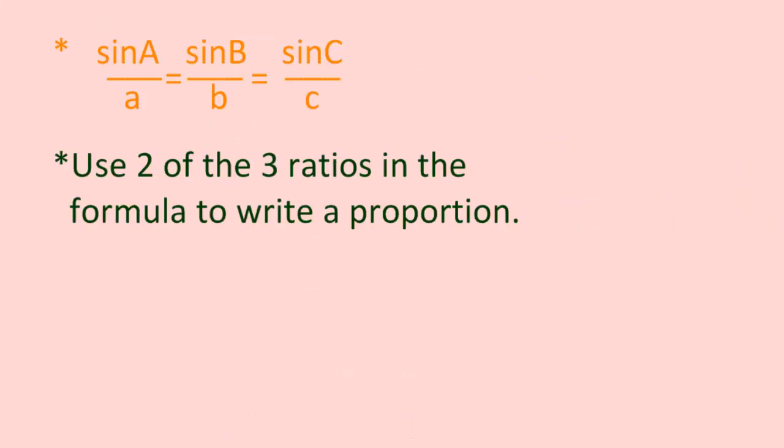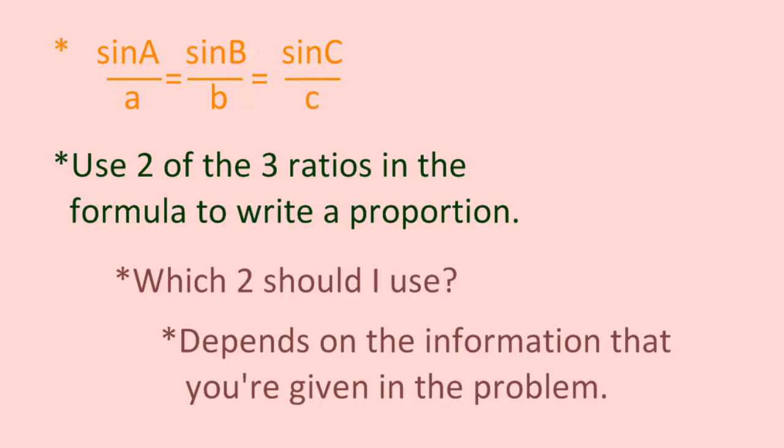So if we have to use 2 of the 3 ratios in the formula in order to write our proportion, you might be asking yourself, which 2 should I use? Well, that's a good question. The answer is, frankly, it depends on what the problem is telling you about the triangle. There are certain things you're going to have to be given in the problem in order to be able to use law of sines.